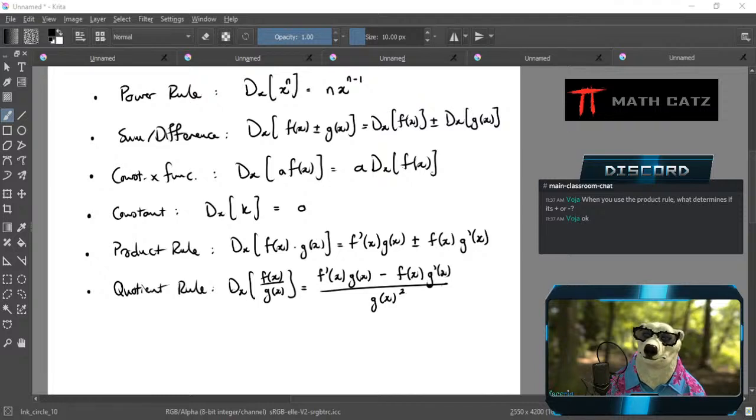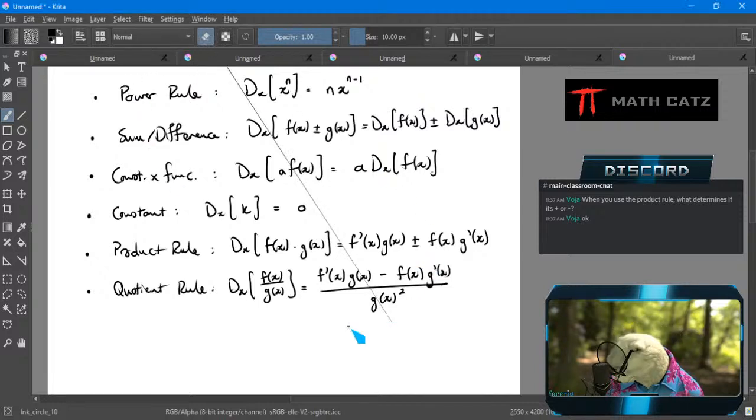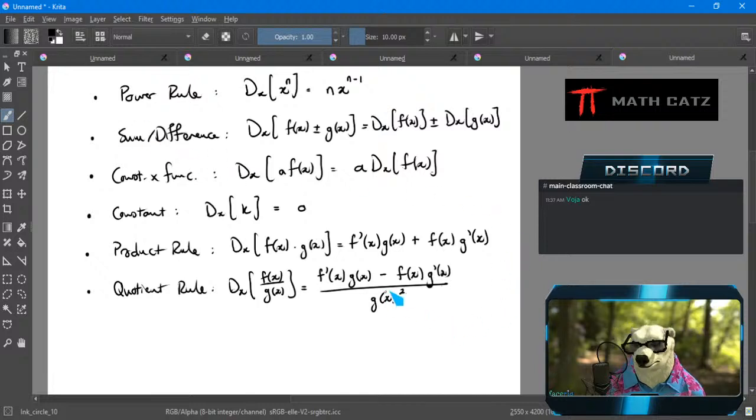The proof. Oh, I'm sorry, I am thinking of something else. That is always a plus. I was channeling the sum difference property. The product rule always has a plus. The quotient rule always has a minus.